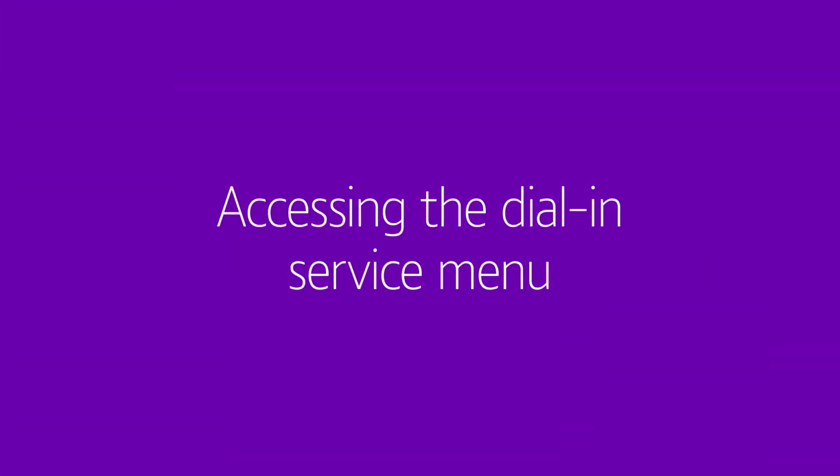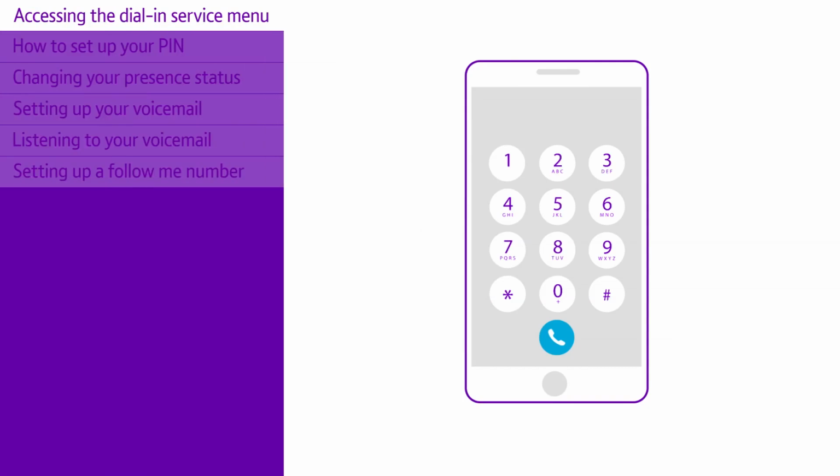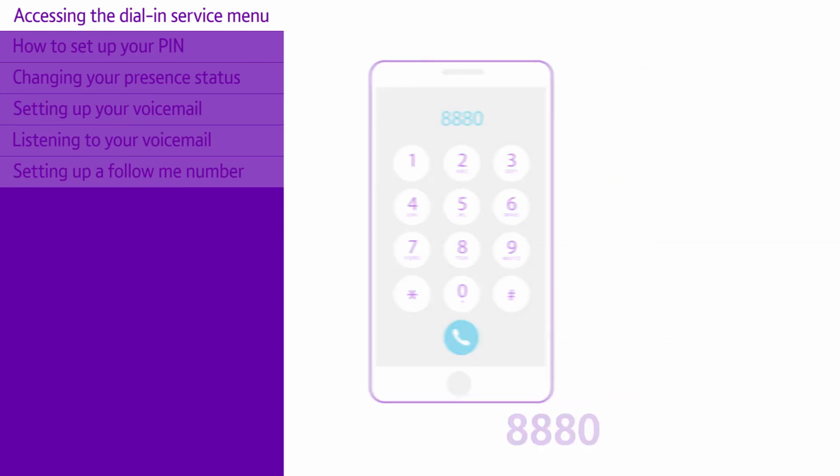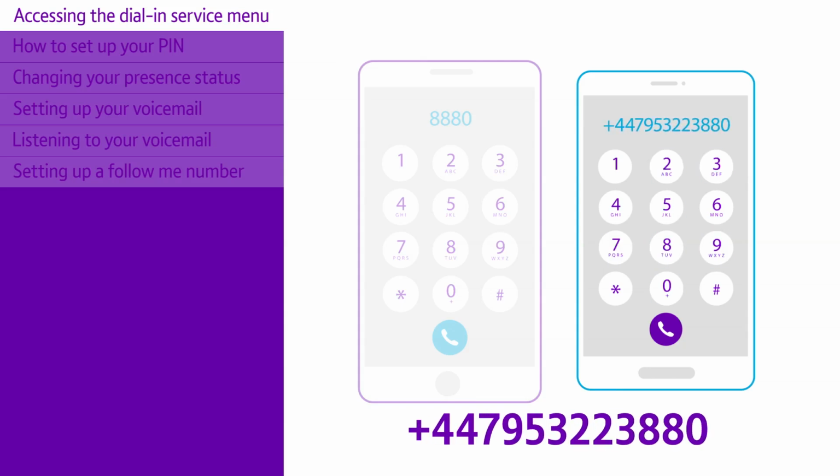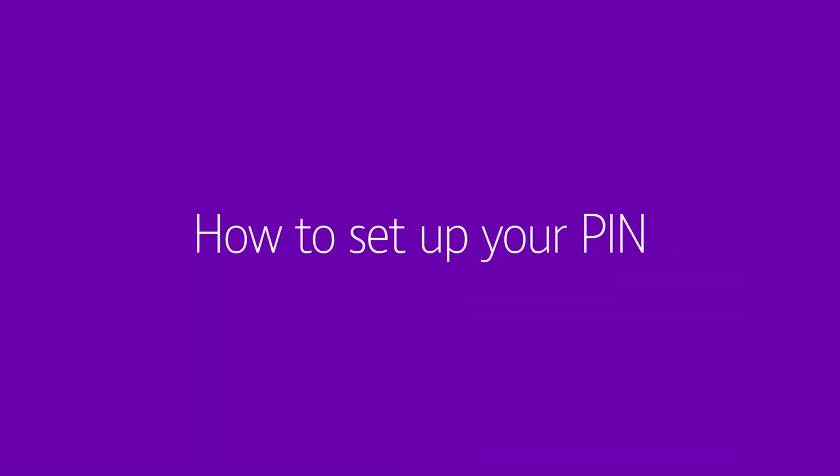Accessing the dial-in service menu. To access the dial-in service menu in the UK, just dial 8880 from your One Phone. You can access it from another phone by calling 07953 223 880, or +44 7953 223 880 if you're calling from abroad. For security, you'll be asked for a PIN code.